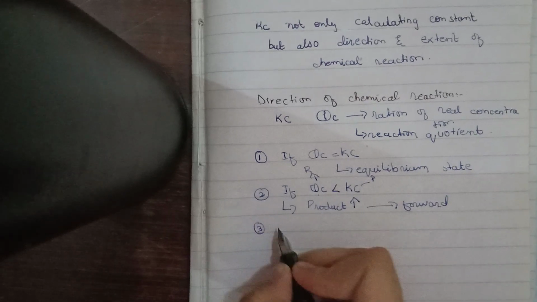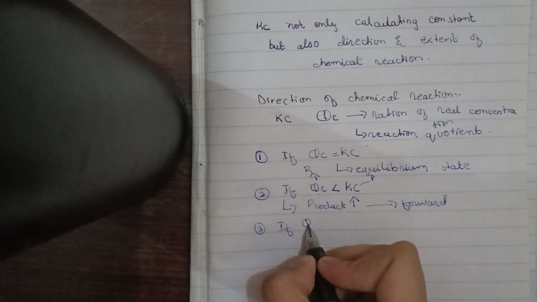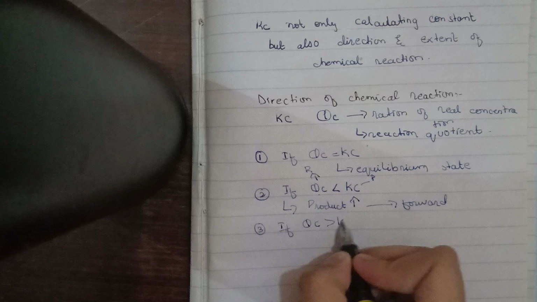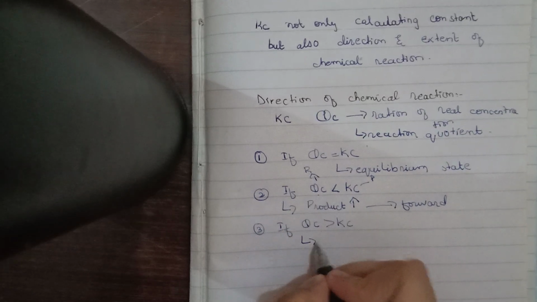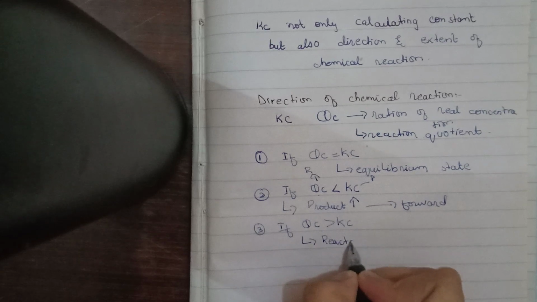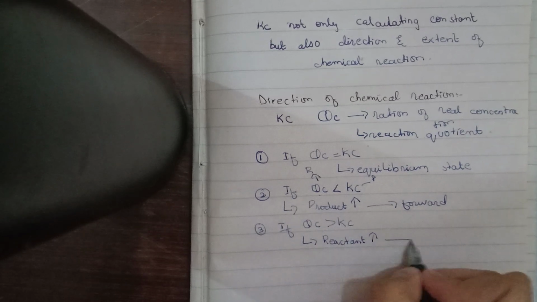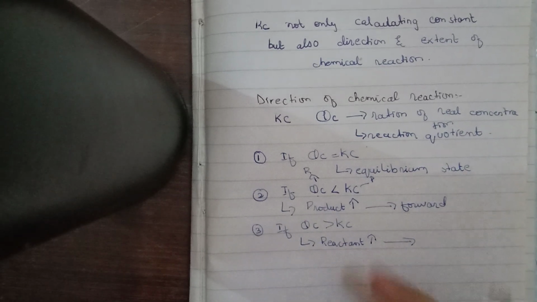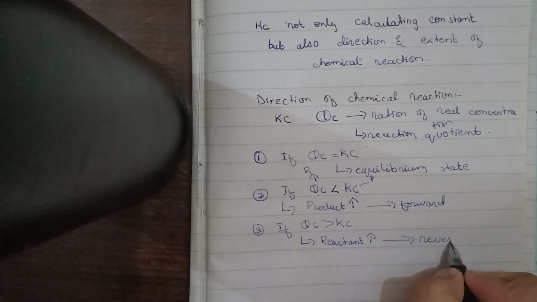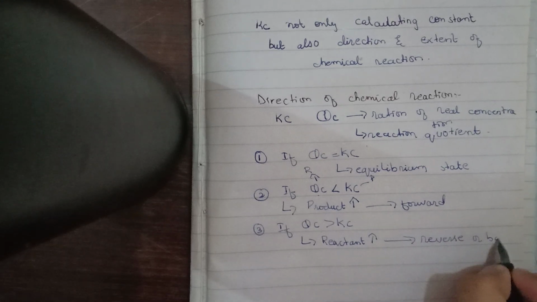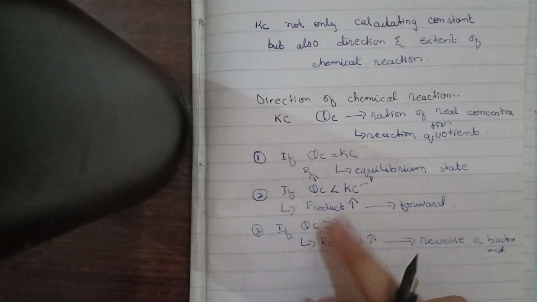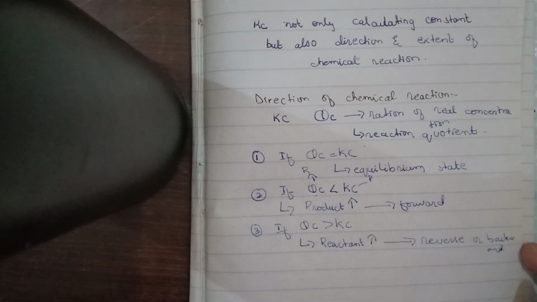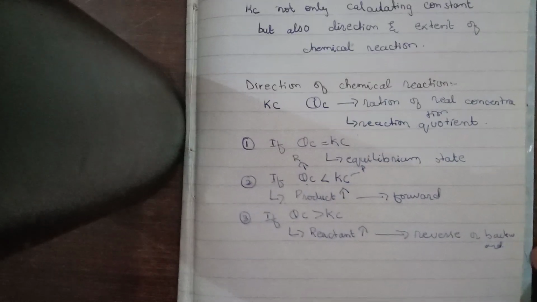Alright, now talking about the third one, if Qc is greater than Kc. Here the reactant is more. Reactant is more, so what reaction will it be? It will be reverse or backward. So by comparing both of them, you can get the direction of the chemical reaction.